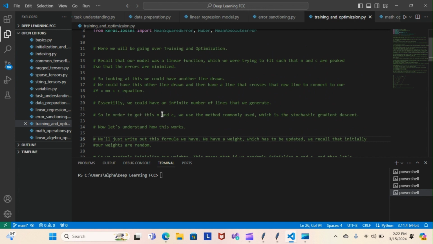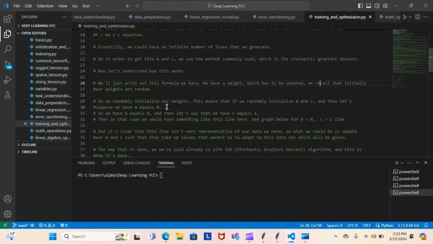So in order to get this M and C, we use the method commonly used, which is the stochastic gradient descent. Now let's understand how this works. We'll just write out this formula we have. We have a weight which has to be updated. We recall that initially our weights are random, so we randomly initialize our weights. This means that if we randomly initialize M and C, and then let's suppose we have M equals 0, and then let's say that we have C equals 1.